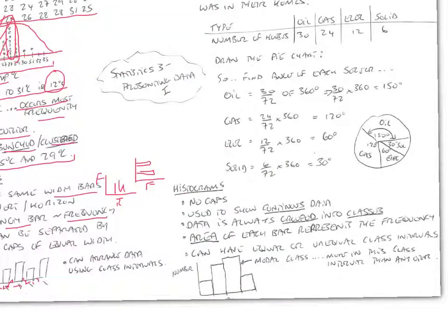Now, just while we're here, histograms then. There are no gaps. You can see there are no gaps there. What's the difference between histograms and bar charts? We may as well consider them together. Histograms are used to show continuous data. The data is always grouped into classes, and the area of each bar represents the frequency. They can have equal or unequal class intervals, but in our course we just look at equal class intervals. And the modal class is here. Again, there's more in this class than any other. It's the most frequent.